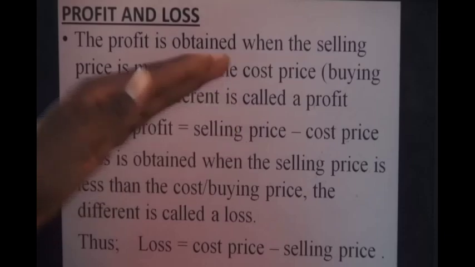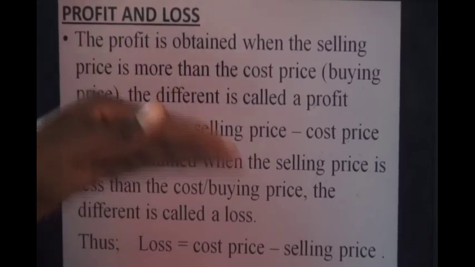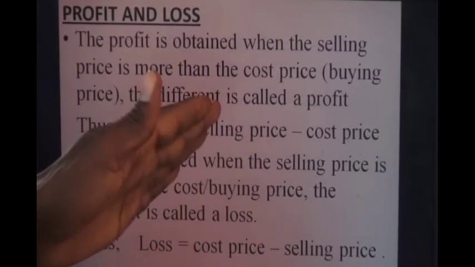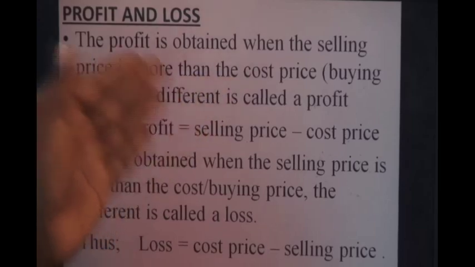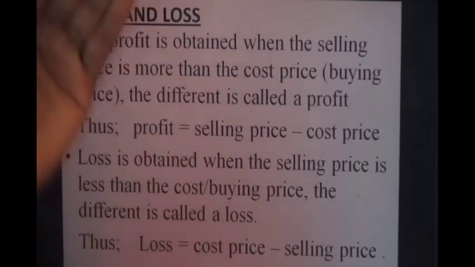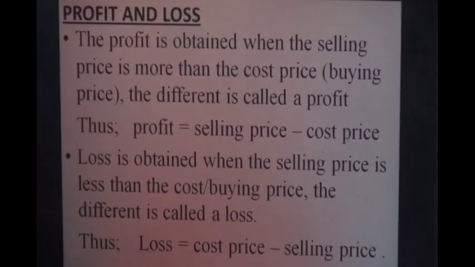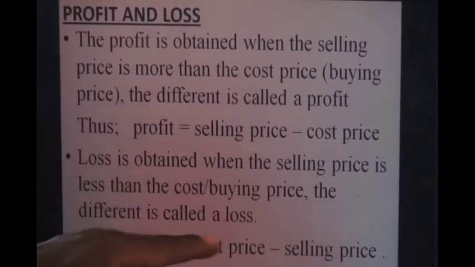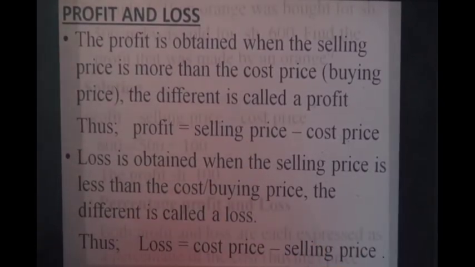Selling price is the price that you have sold the product for, and the cost price is the price that you bought the thing for. And therefore, we say loss is equal to cost price minus selling price. That's all. Now, let us see more on them.